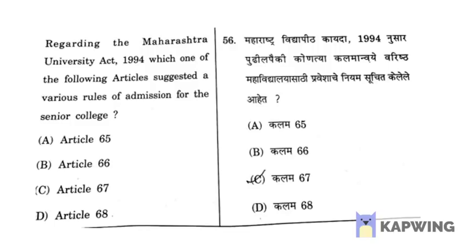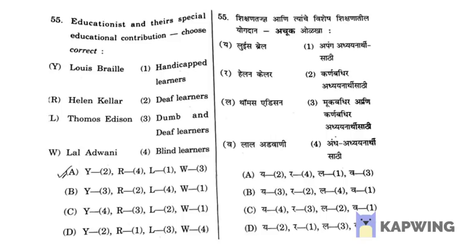The first question regarding the Maharashtra University Act 1994: which one of the following articles suggested various rules of admission for the senior college? So friends, if you have read the amendments of the University Act, Article 65 talks about the admission. So the correct answer here is A, Article 65. Hope you have answered it correctly. Now moving on to the next question friends.